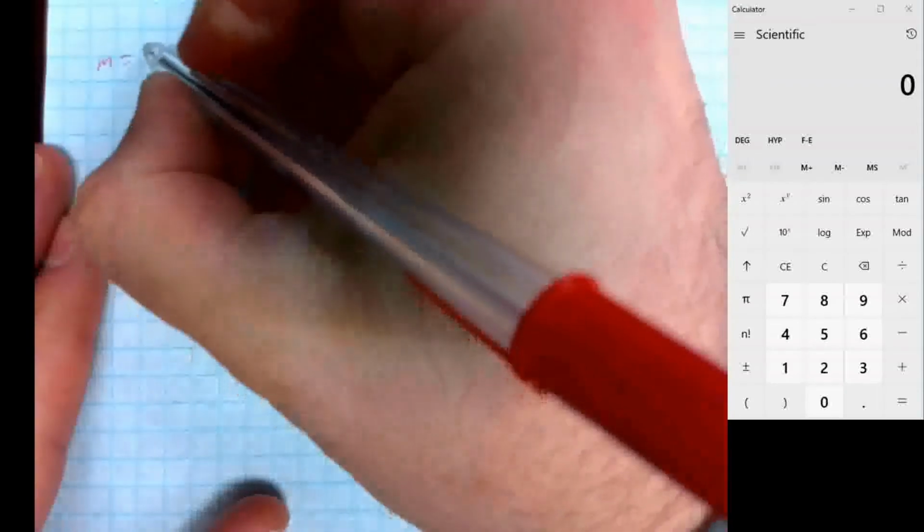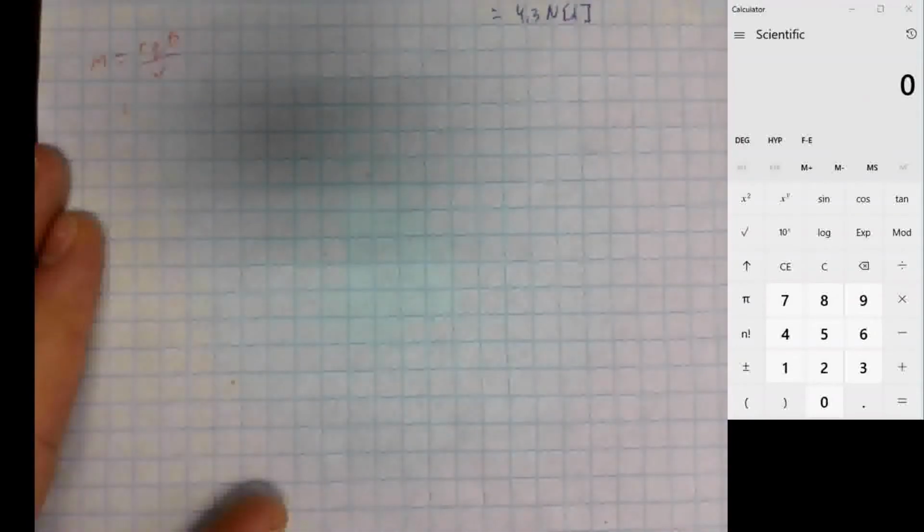So this becomes m equals rqb over v, and our radius was in centimeters, so I just want to make sure I get that right. So our radius is 0.0626. Our q is 3.2 times 10 to the negative 19. Our b is 0.10, and our v is 3.0 times 10 to the 5.